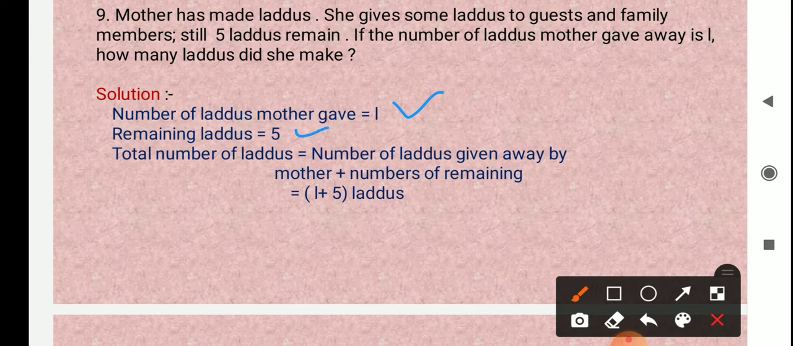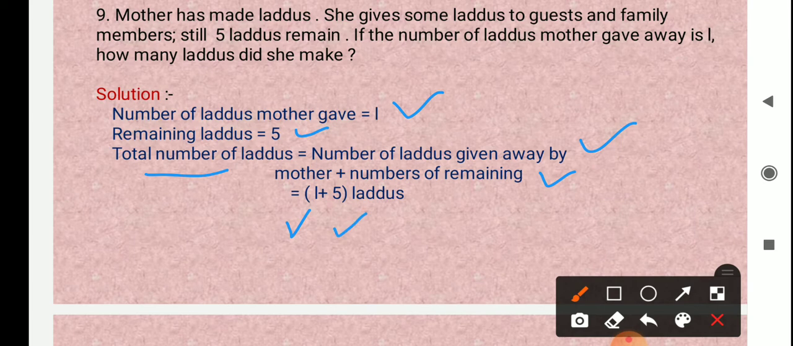So how many laddus? Total number of laddus here we have to find. So total number of laddus. So number of laddus given away by mother plus number of remaining laddus. So we have to add to get the total number of laddus. Here number of laddus mother gave to guests and family are L and remaining laddus are 5.